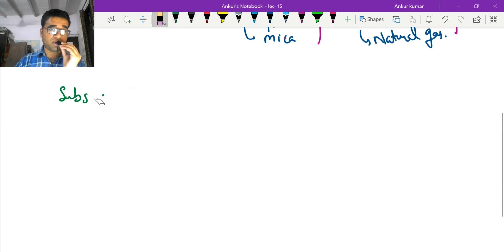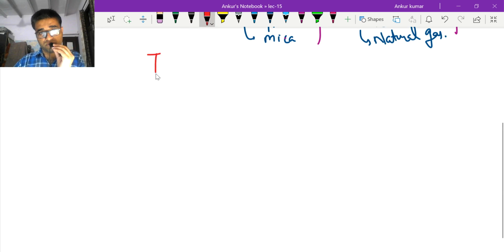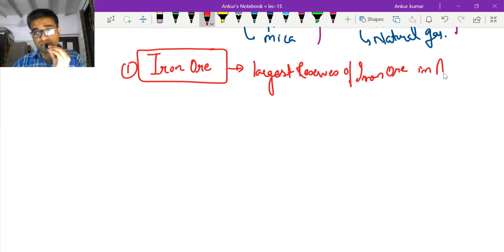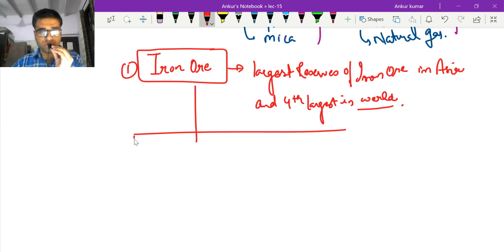So now let us start with our topic of today, that is the iron resources. The first mineral is iron ore. See, India has the largest reserves of iron ore in Asia, and the fourth largest in the world. And the iron ore can basically be divided into three main types.